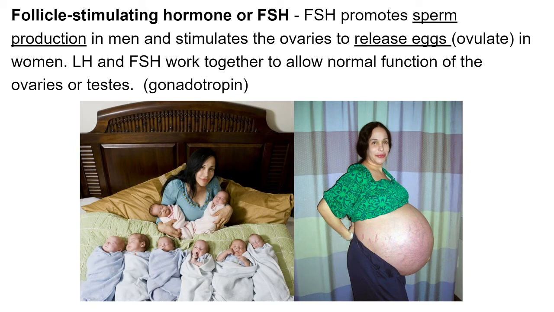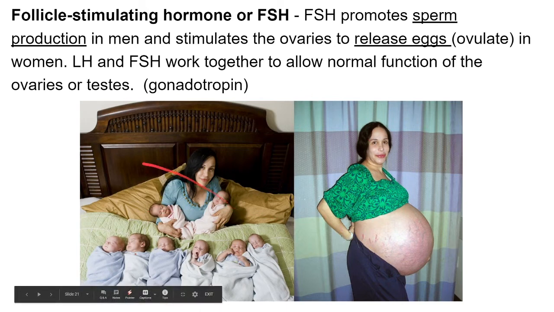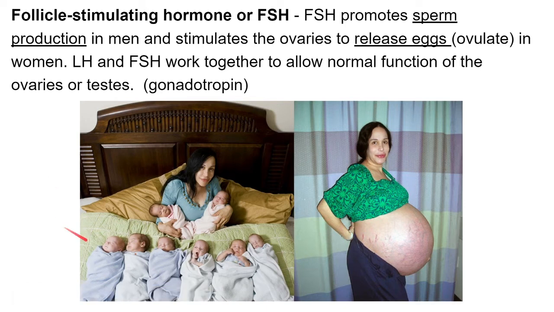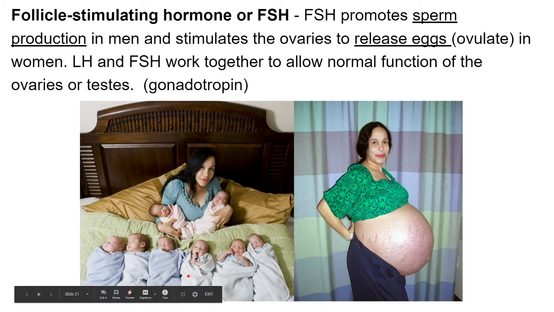If a woman is having difficulty becoming pregnant, they may use injections of follicle stimulating hormones to cause more eggs to release, or if they're going to have their eggs frozen, to once again cause more of those eggs to release so that way they can save them for later use. So that is sometimes how you can end up with multiple births, like the Octomom here, who had 8 babies at one time.